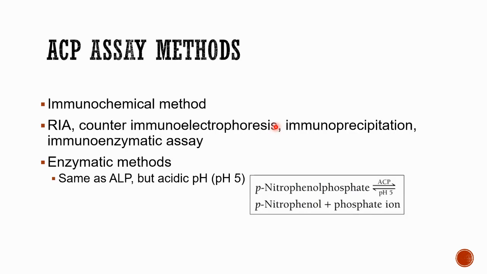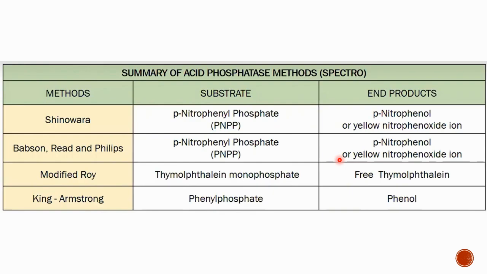We have different assays that we use for ACP. We can use immunochemical methods: RIA, counter-immunoelectrophoresis, immunoprecipitation, and immunoenzymatic assay. Enzymatic methods are the same as ALP, but we use an acidic environment, so the pH is 5. Familiarize yourself with this. This is a summary of acid phosphatase methods. Spectrophotometry is also used, same as ALP. These are the substrates and their end products.